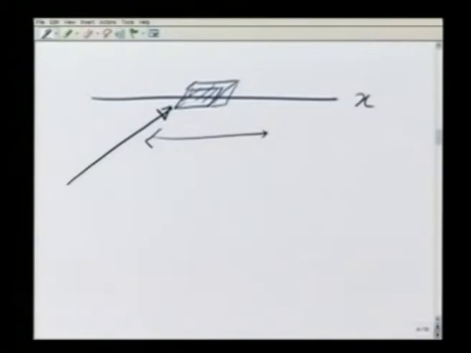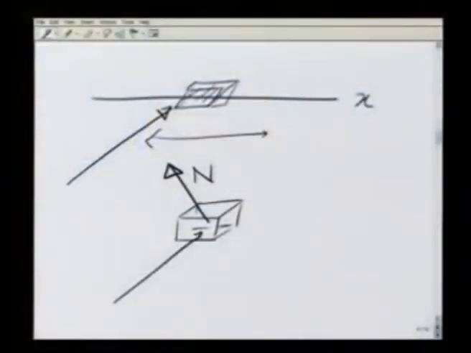what does the wire do? The wire applies a normal reaction on this body. Why does the wire apply a normal reaction on this body? Because it doesn't want it to move anywhere except along the wire. So it is this normal reaction N that is really restricting the motion of the particle along the wire. This is called the force of constraint.